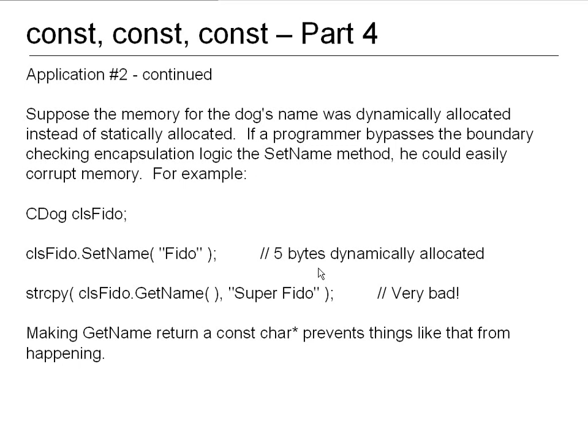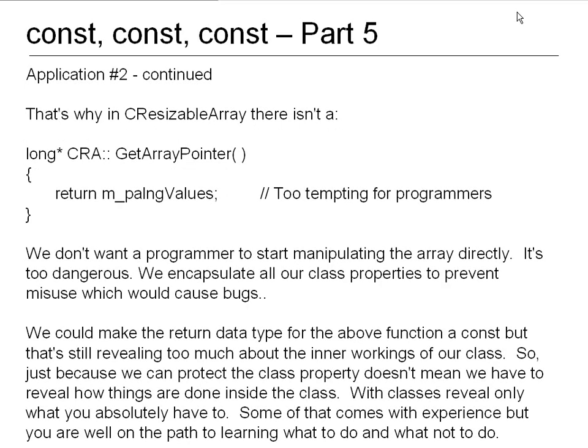So by making GetName return a constant char pointer, it prevents things like that from happening, and you keep those very inquisitive C and C++ programmers at bay and don't let them manipulate your memory. That's why in the C resizable array review video that I did, there was not a GetArrayPointer that returned a long pointer. It would be too tempting for programmers. They'd want to get in there and start manipulating things directly. And it always starts off innocently, and the next thing you know, you've got some giant spaghetti code. It's just too dangerous. So we encapsulate all our class properties to prevent misuse, which would cause bugs.